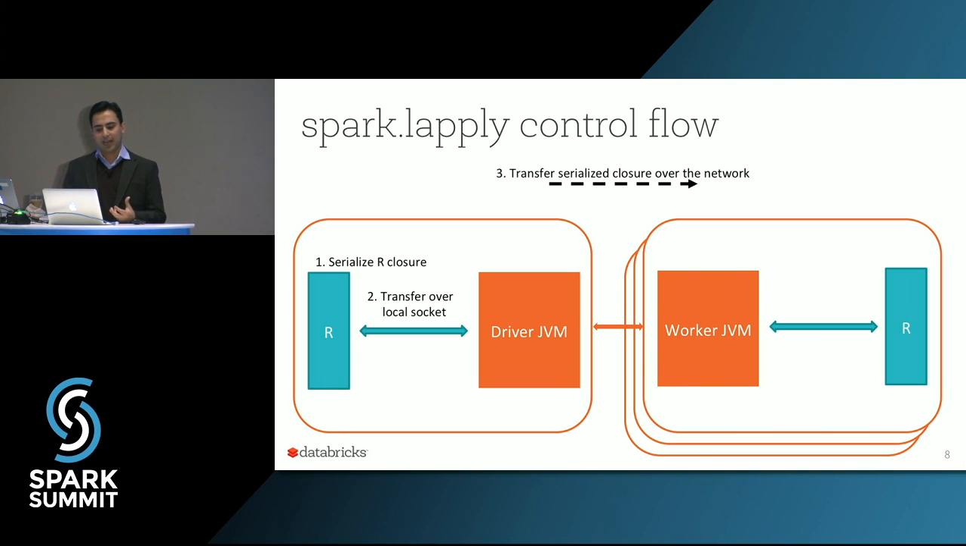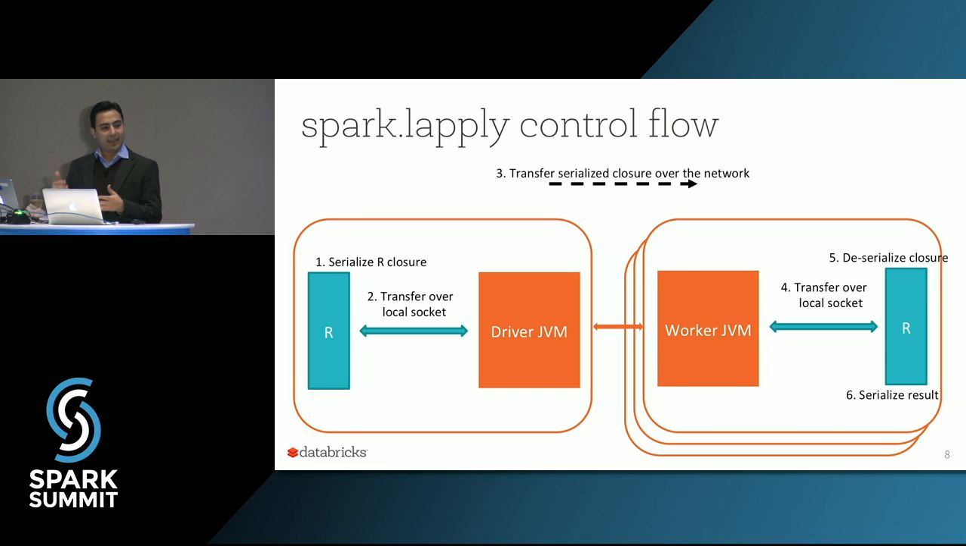So on each worker, what happens, the JVM receives that binary and then just sends it over the local socket again to the R process. I'm skipping one minor step here, which is it might have to launch that R process and whatnot. So at this point, the R process just received a blob of binary stuff. It will deserialize it and get back that function again, plus all the variables that that function depends on. And at that point, we have a function that can be executed.